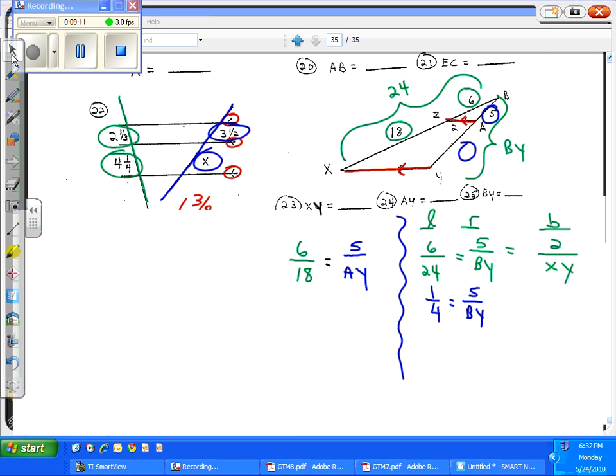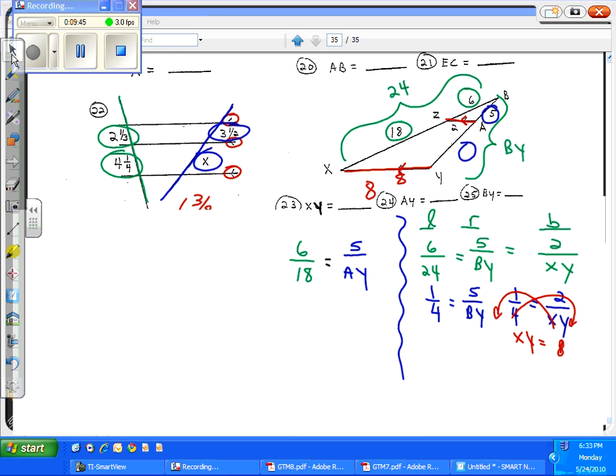The 6/24 reduces to 1/4, so we could say 1/4 is equal to 5 over BY. We could also say 1/4 is equal to 2 over XY. So we could solve either of those three proportions. If we want to find XY, that's the first thing it asks for, we could solve this one. XY times 1 is XY, equal to 4 times 2 is 8. And so XY is equal to 8. If we put that in a picture, it would go right there.